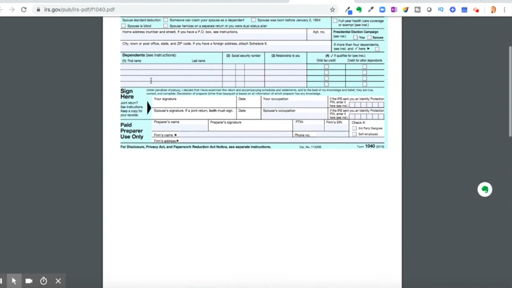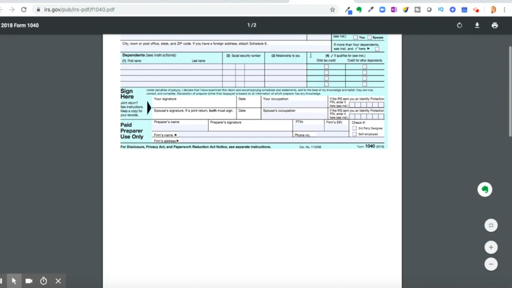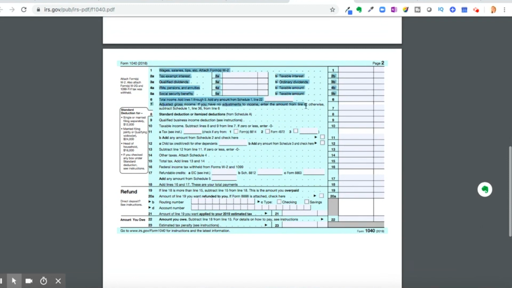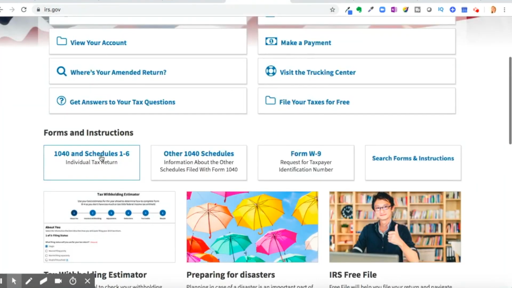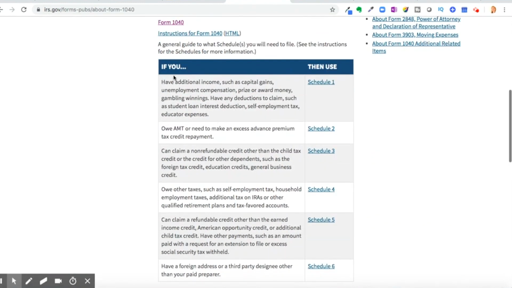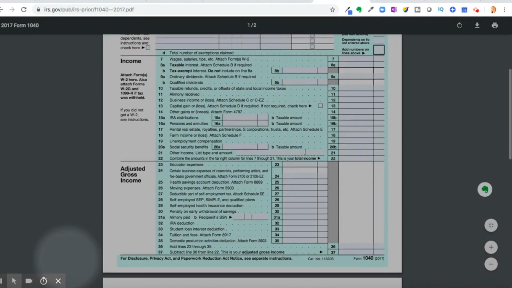We still list dependents because we still care about dependents for some credits. And on the second page, we have a few income items, which gets us to AGI on line 7. But on line 6, for all other income items and deductions for AGI, we have to look at Schedule 1. So we'll come back into 1040 and the schedules, and now you can see if you have the amount listed here, then you need a schedule over here. And these schedules are all literally just sections from the old Form 1040.